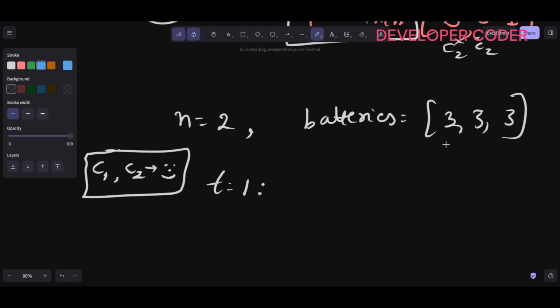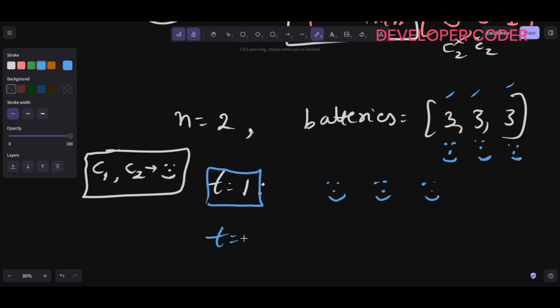So see here, this is 3, so definitely my C1 is happy, let's say. Here also this is 3, so let's say my C2 is also happy. So it is possible, right? With t is equal to 1 the answer is possible. And even this one is also capable of charging the computer for 1 minute. So all these three batteries are capable at t is equal to 1 minute. Initially all the batteries are good.